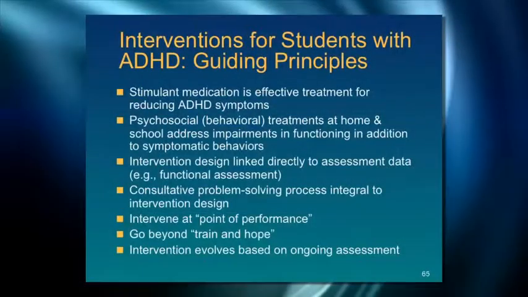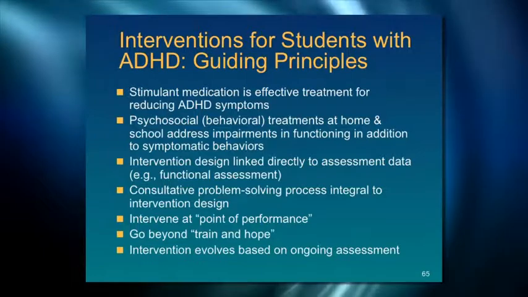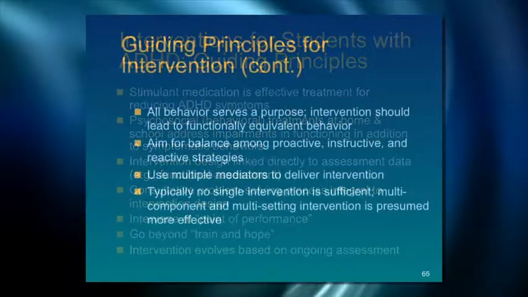Same thing with implementing an intervention plan in one grade level for a few months and assuming that somehow those gains are going to be transferred to the following grade level without us doing anything. We know that doesn't work. Okay, so we need to plan for generalization, plan for maintenance. Intervention needs to evolve based on ongoing assessment. We talked about data-based decision making as a key, using assessment data to make treatment decisions.